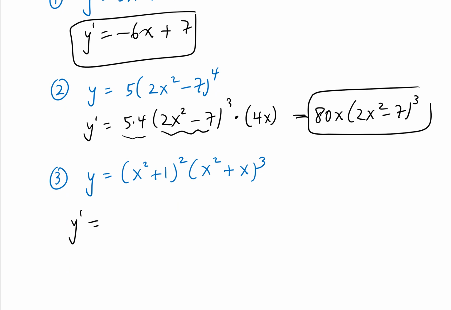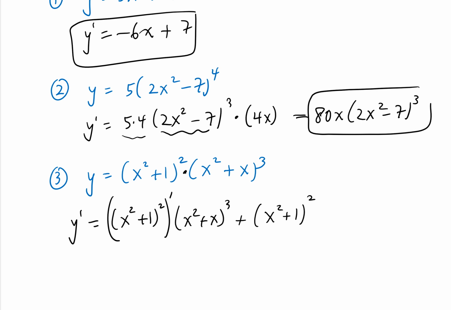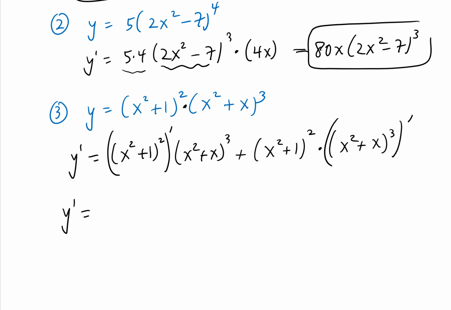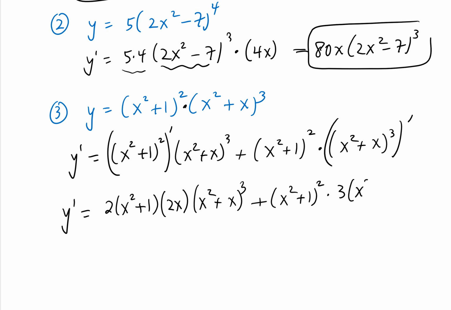Next one, y prime, we use the product rule: the derivative of the first one times the second, plus the first one times the derivative of the second. So y prime equals the derivative of this: you bring the 2 down, (x squared plus 1) times 2x, times this stays the same, plus this stays the same, bring the 3 down, (x squared plus x minus 1) squared times the derivative of that, and that's what we have.